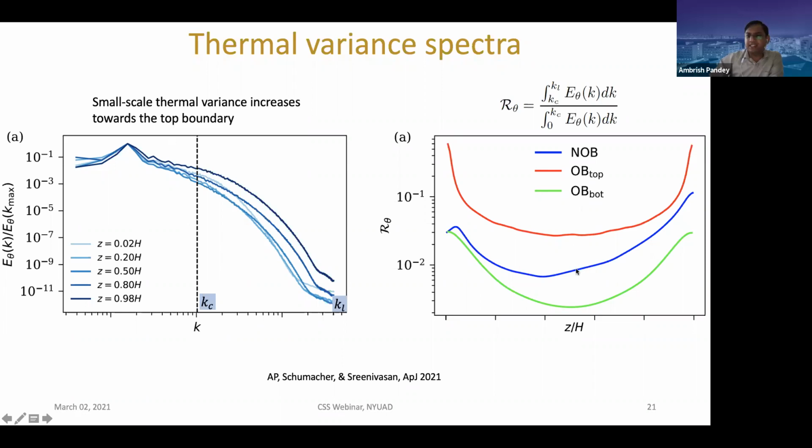And we can see that for the non-Boussinesq case, this thermal variance is asymmetric. The thermal variance in small scales increases as we go towards the top and bottom plate, but this is more pronounced towards the top plate. Whereas in Boussinesq cases, this increase is symmetric.